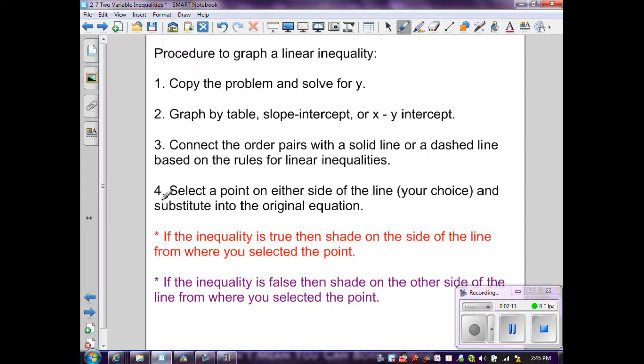Number four, we want to select a point on either side of the line. This is your choice. And we want to substitute that into the original inequality. If the inequality is true after substituting, then we want to shade on that side of the line, the side from where you selected the point. If, however, the inequality after substituting is false, then you want to shade on the other side of the line from where you selected the point.